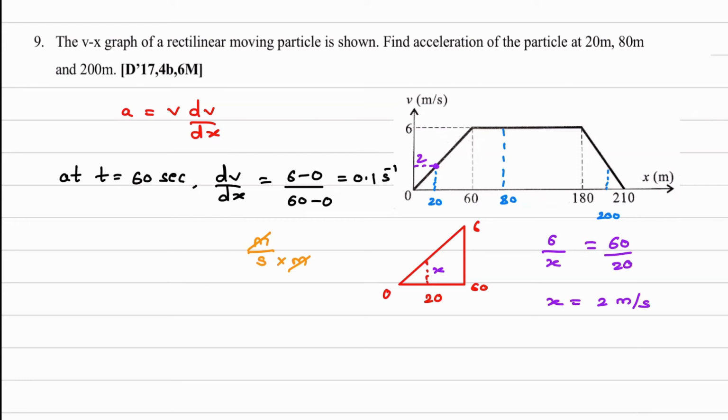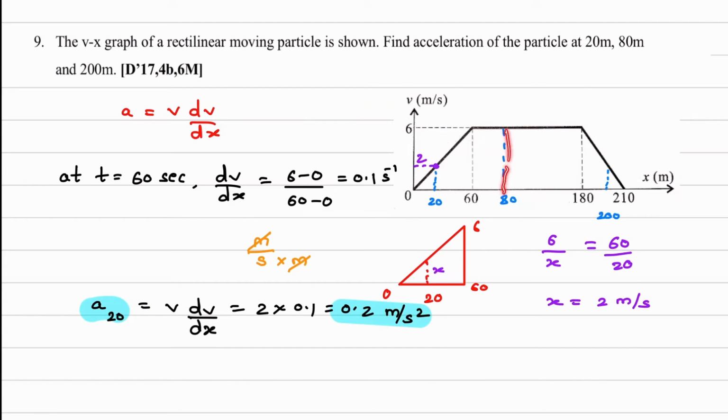Now what is acceleration? Acceleration at x equal to 20 is equal to v dv by dx. What is v value which we have calculated? It is 2 and dv by dx is 0.1. So from here we will get acceleration value as 0.2 meter per second square. This is first answer. Now we will see the second part.